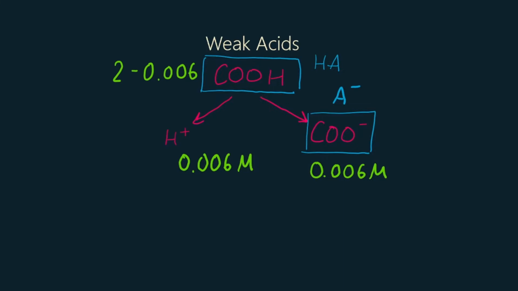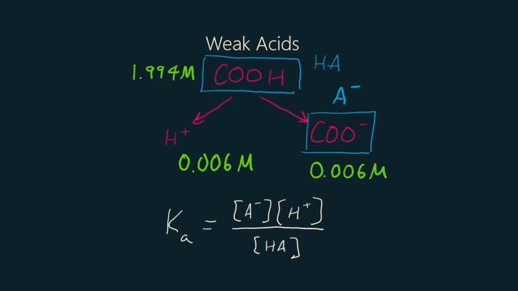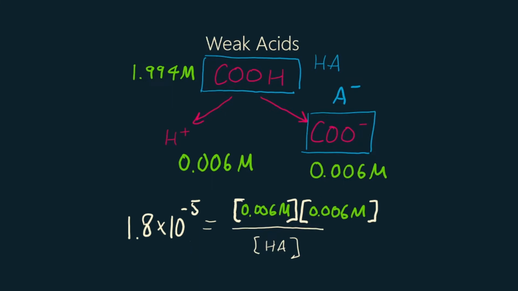So when we do that, we get a number that is very close to 2. So it really doesn't matter. The difference is pretty negligible. What I mean by that is this. In the Ka equation, for HA, we can either put in what we had before, which was 2, or this 1.994 value. In both cases, our answer will round to the same number, 1.8 times 10 to the negative 5th.